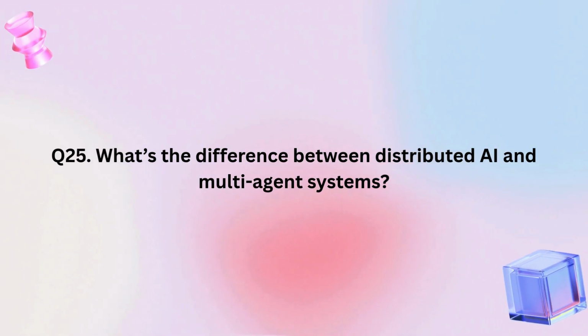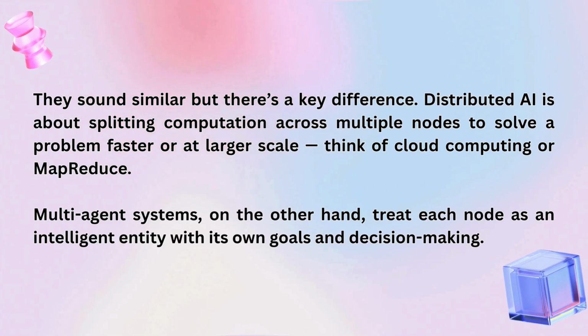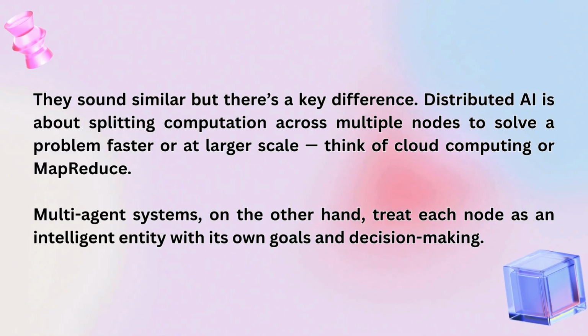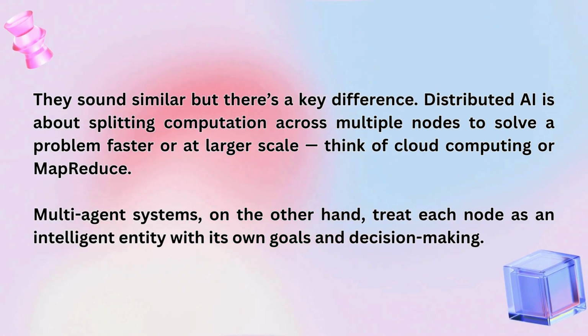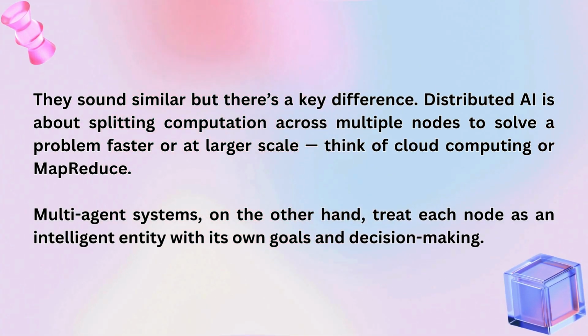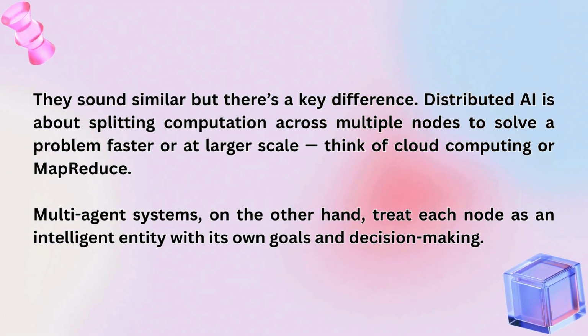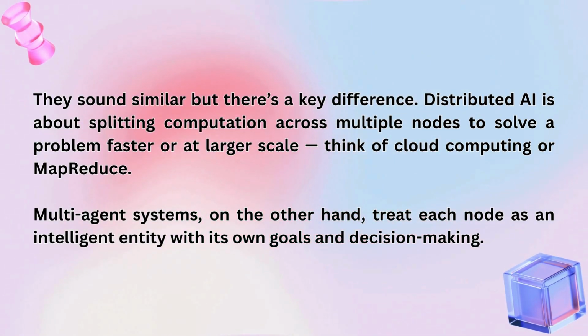What's the difference between distributed AI and multi-agent systems? They sound similar, but there's a key difference. Distributed AI is about splitting computation across multiple nodes to solve a problem faster or at larger scale. Think of cloud computing or MapReduce. Multi-agent systems, on the other hand, treat each node as an intelligent entity with its own goals and decision-making.